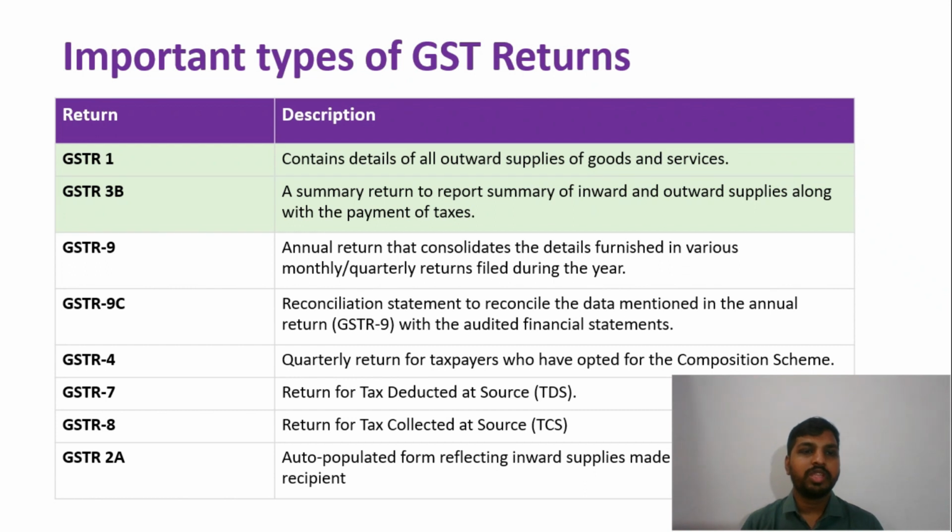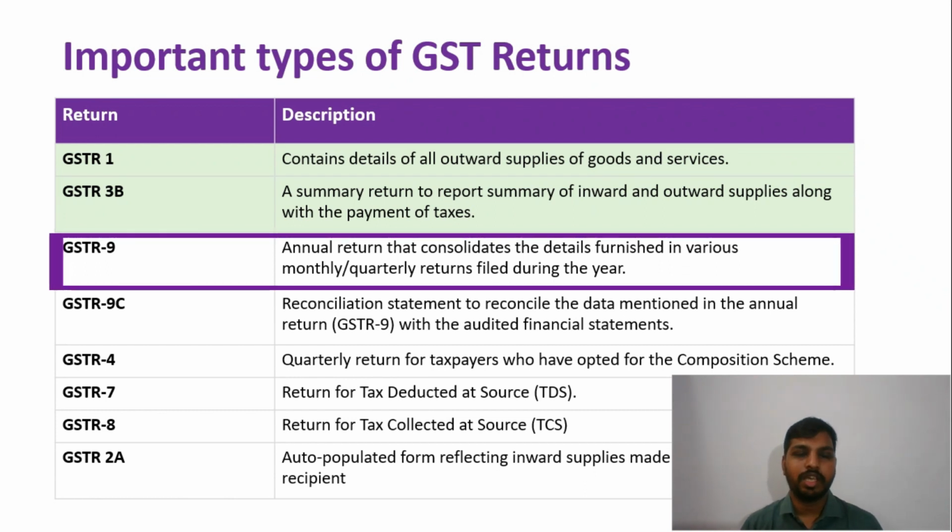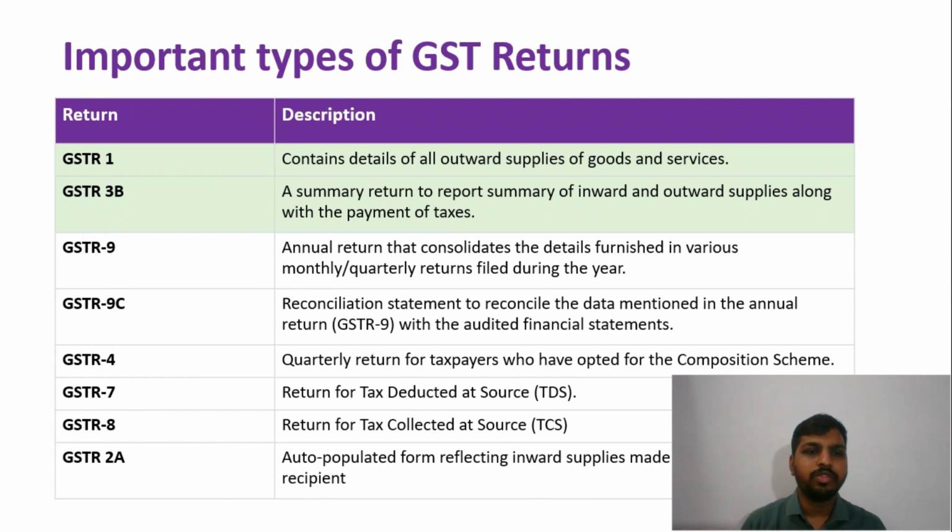Now let's move on to the third report, which is GSTR9. So friends, the GSTR1 and GSTR3B will be filed monthly or quarterly. Okay, and at the year end, annually, you have to file GSTR9, which is like a consolidated report. So if you are filing, let's say, monthly, GSTR9 will be a consolidation of all the 12 returns that you have filed.